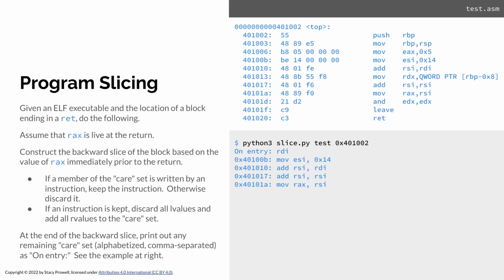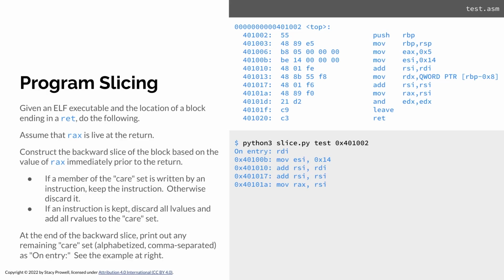Anyway, we're going to construct the backward slice of the block based on the value of RAX immediately prior to the return. If you remember how this works, we would come in here and say, I care about RAX right here between the leave and the return. I would then go back one and ask, does the leave line modify anything that I care about? I care about RAX. Leave modifies the stack, so it modifies RSP, and it modifies RBP, and nothing else. No, it does not. Therefore, I don't need to keep it.